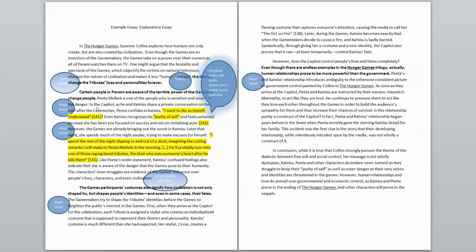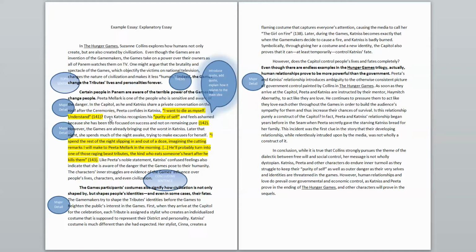Here's my introduction. In the capital, as he and Katniss share a private conversation on the roof after the ceremonies, Peeta confides in Katniss. Now that introduces the example. It tells who's saying it, where they're saying it, what the context is. Then I give the quotation, number 2. It's a quote from the story. "I want to die as myself, understand?"